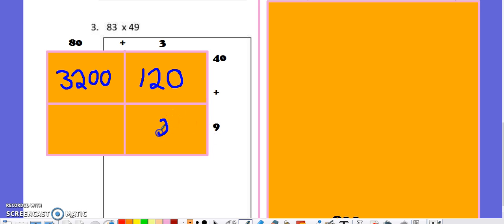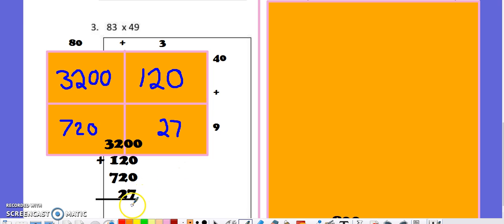9 times 3 is 27. And then 9 times 8 is 72, but remember, it's actually 720 because it's 9 groups of 80, not just 9 groups of 8. Let's put them on top of each other vertically, make them matchy-matchy, and add them up.